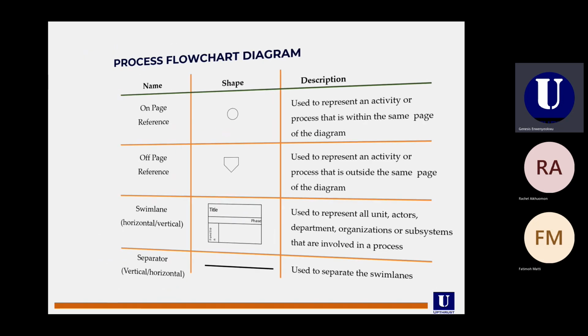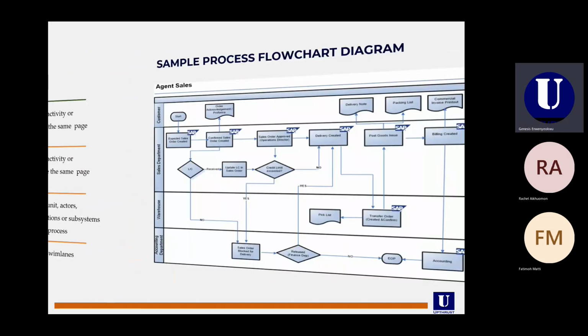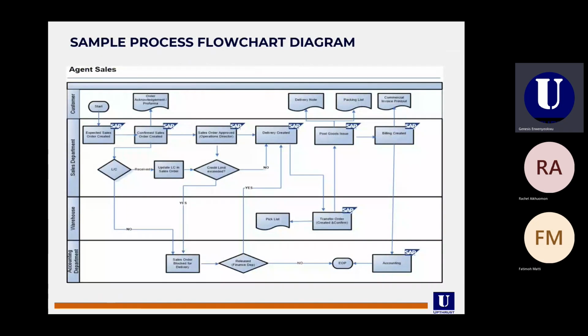This is a sample process flow diagram, a flow chart, most importantly a cross-functional flow chart. So we have the customer, the sales department, the warehouse, and the accounting department. We have the start, and we have the EOP, or you can call it end of process. And this is how the process flows. The arrow directs you on what happens next from where.